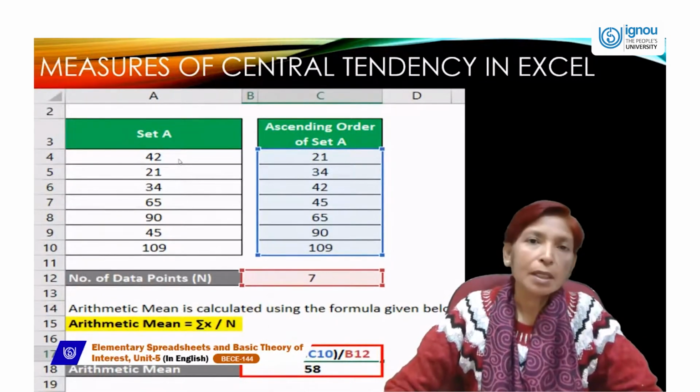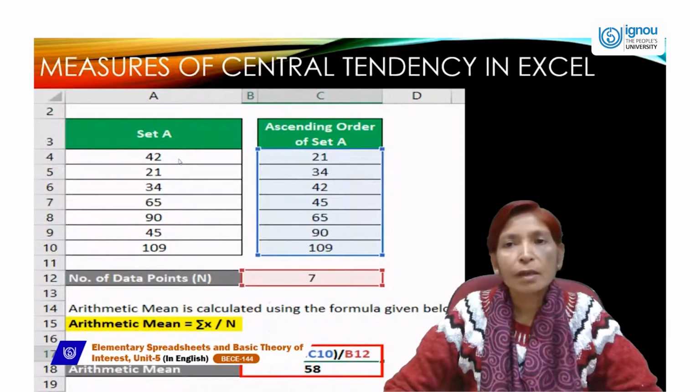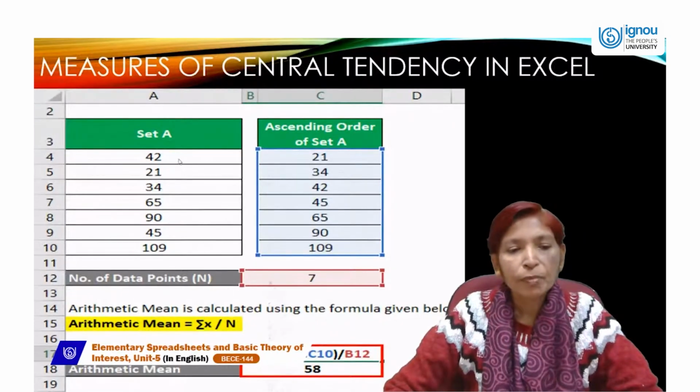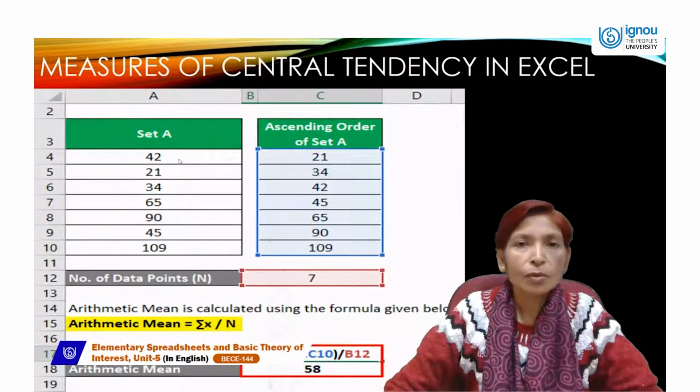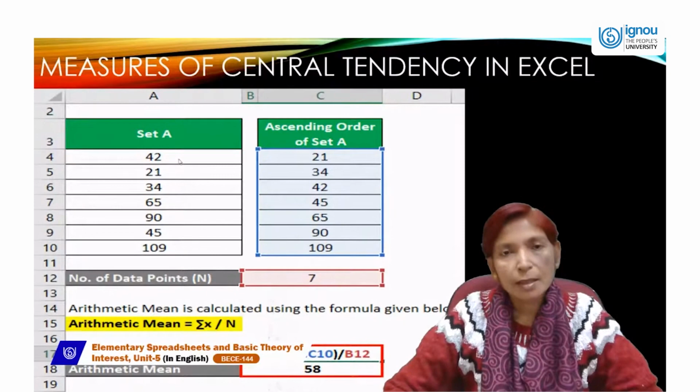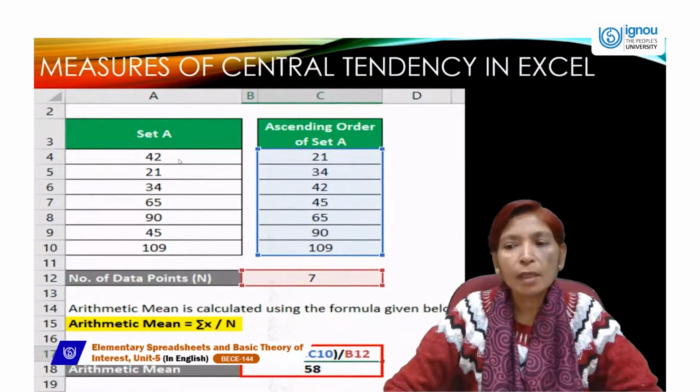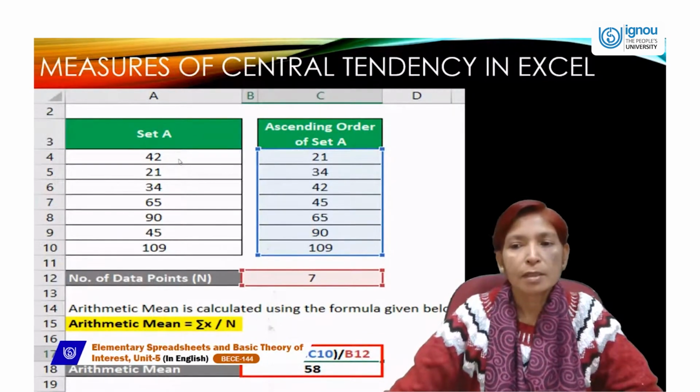So arithmetic mean is calculated using the formula given below. Arithmetic mean is equal to summation of x divided by n. Here sigma x is the total summation of all the numbers and n is the total number of values.